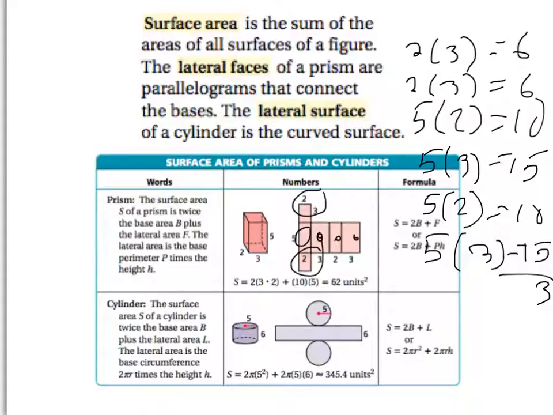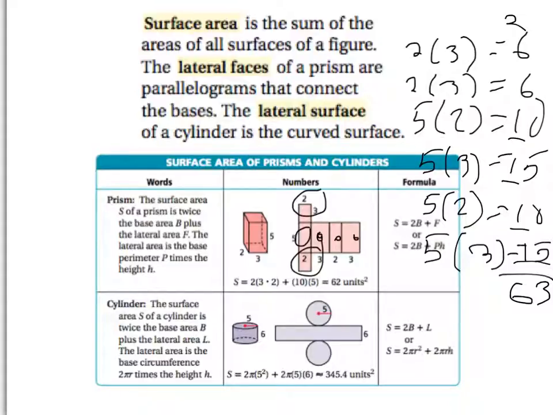So we have a 3. Then we have to put the 2 at the top. 2 plus 1 is 3. Plus another 1 is 4. Plus another 1 is 5. Plus another 1 is 6. And I did my math wrong somewhere, guys.